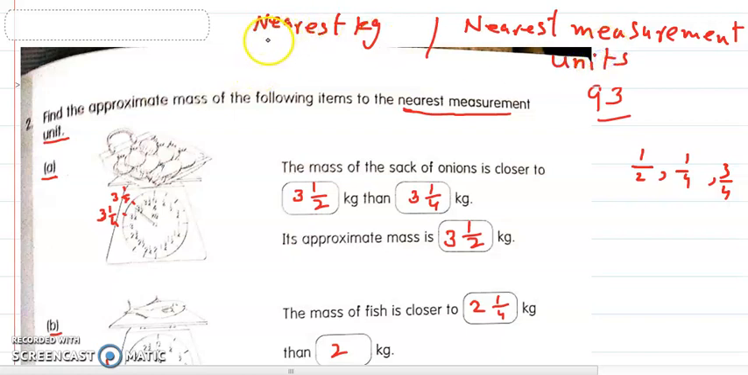If the phrase to the nearest kg is used, then your values must be whole numbers like 0, 1, 2, 3, 4, 5. You cannot use half, quarter or three quarter. But if you are asked for the nearest measurement unit, then you are allowed to use half, quarters, three quarters and also a full number. It depends. Whatever the nearest value of the pointer is, you will write that. In that case, we are not bound to use a whole number.